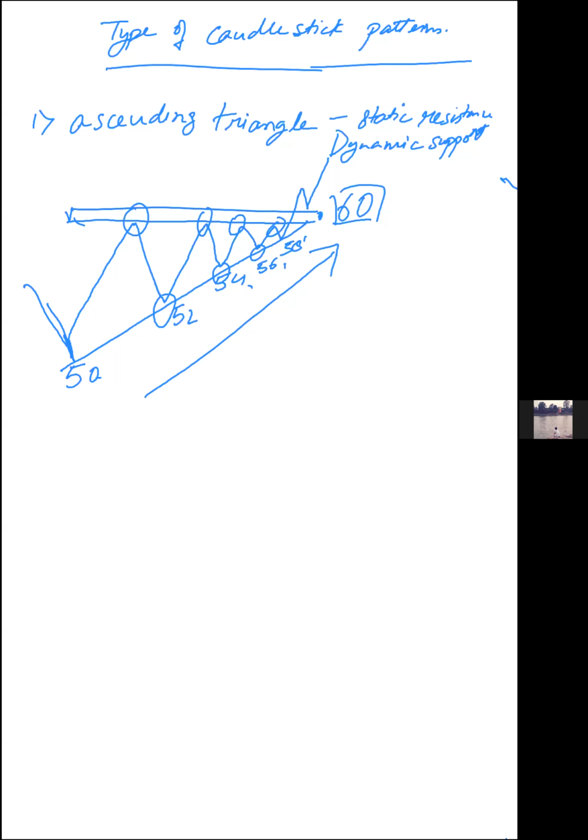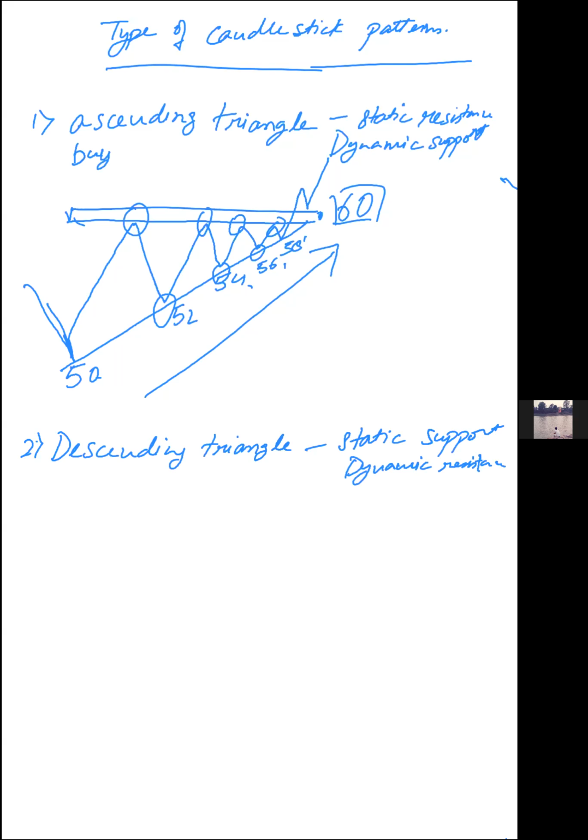That is called a descending triangle. So how does a descending triangle look? First, let me tell you, a descending triangle has a static support and dynamic resistance. Okay, this is buy on dips, and this is sell on rise. What is sell on rise now?